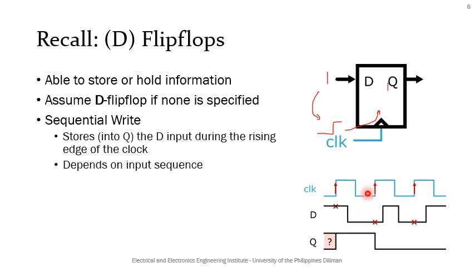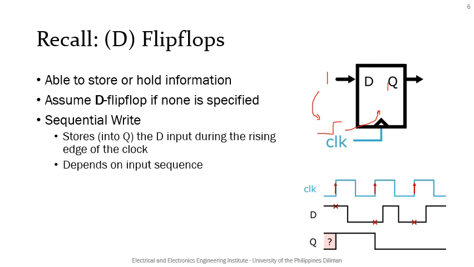On the second clock rising edge, the value of D is 0 and therefore the flip-flop will store a value of 0. On the next rising edge of the clock, the input D is still 0, so the flip-flop will still store a value of 0.